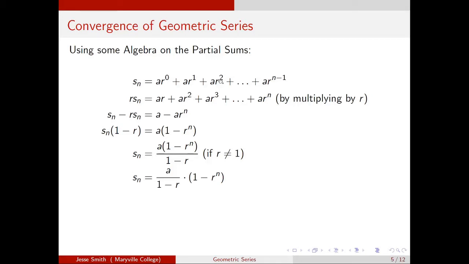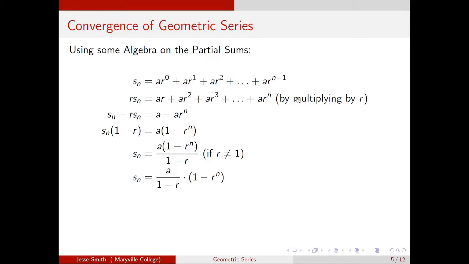The ar squared minus ar squared will cancel. There's an ar cubed and an ar cubed here that will cancel. All that will survive is the first term here. There's nothing down here to subtract off to get rid of it. And this term, as there's nothing up here that will be positive when I subtract this away, it will go away. So I'll simply get a minus ar to the n when I subtract line 2 from line 1.